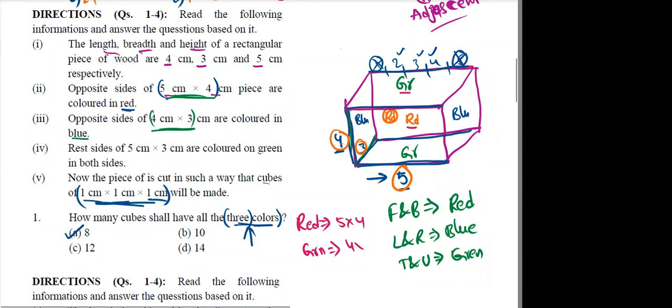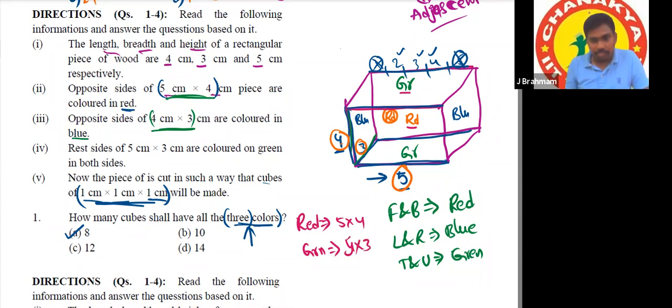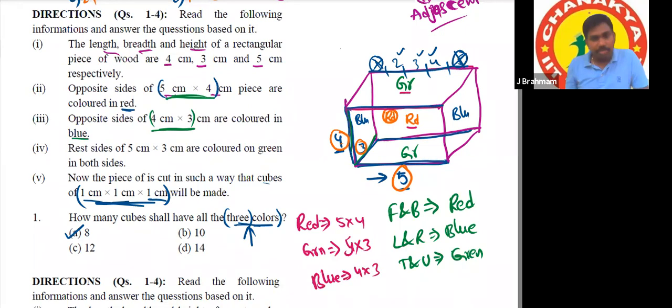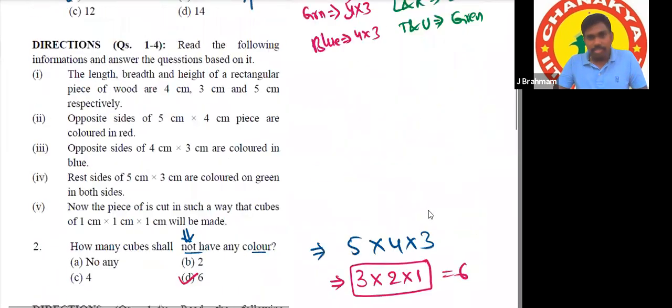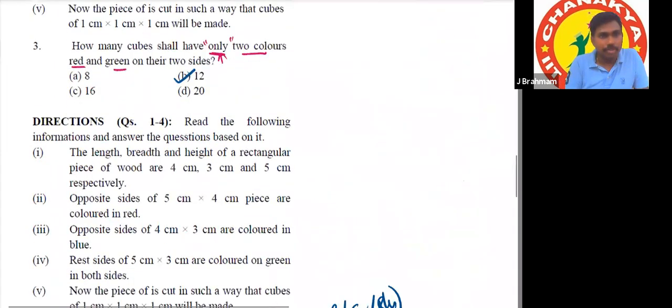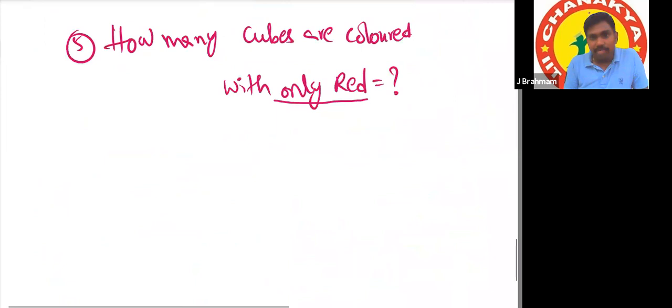The timer. Okay, we'll wind up this session. 5 into 3. This is the last question. And one more is red. Sorry, red is okay. And blue is 4 into 3. So here my question is red. Yes or no? So this is not red actually. Here the question is only red. Only red means no other color should touch the cube other than red.